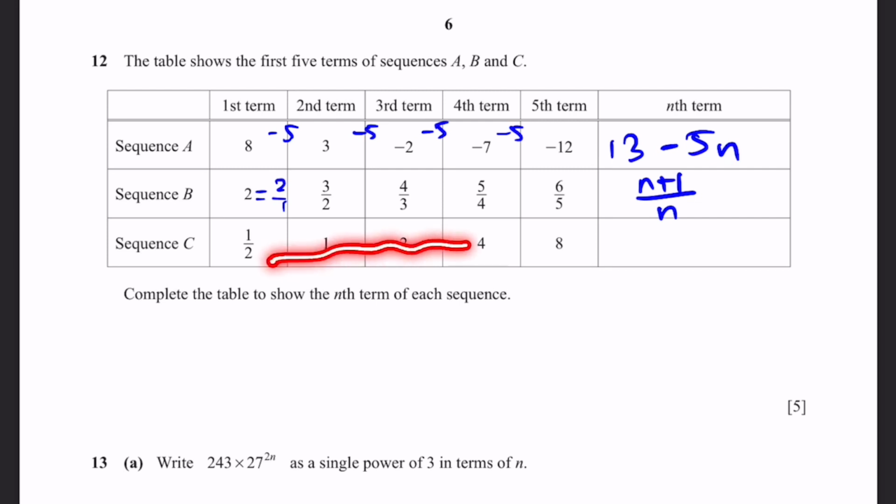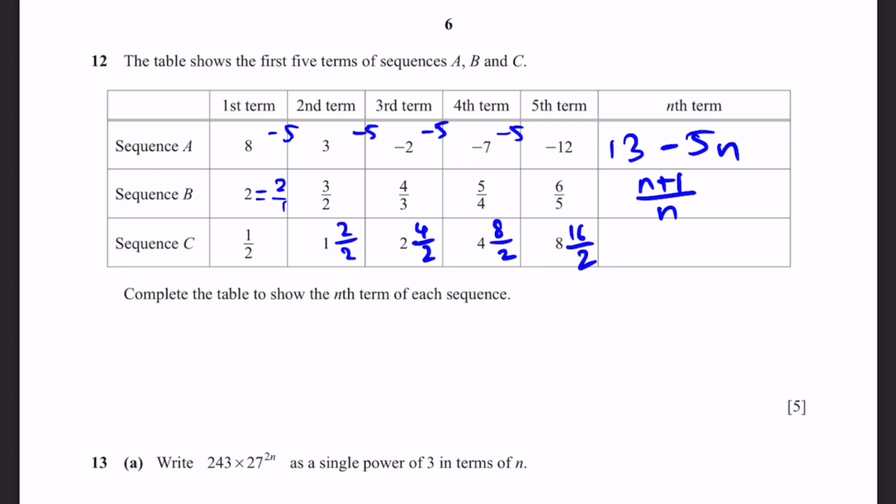Sequence C now. Half, 1, 2, 4, 8. Half is always written as 1 by 2. We can write 1 as 2 by 2, 2 as 4 by 2, 4 as 8 by 2, and 8 as 16 by 2, right? Now, what's the pattern in the numerators, since the denominator is always 2? So in the numerator, it's always multiplying by 2. Or in other words, the full fraction is multiplying by 2.